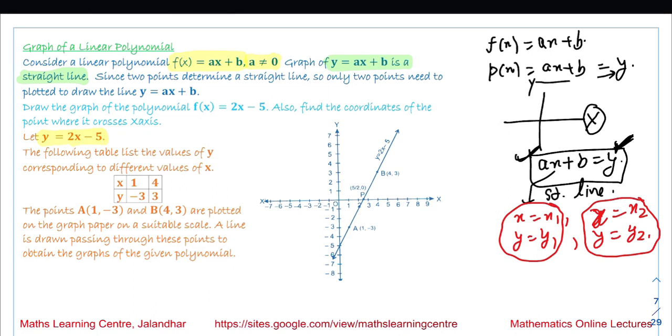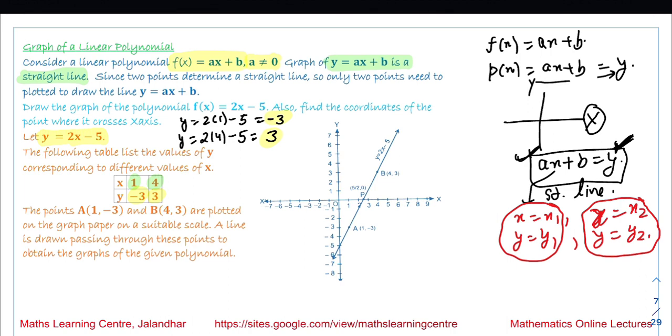If we substitute the value x is equal to 1, what will we get? y is equal to 2 into 1 minus 5, equal to minus 3. When we substitute x is equal to 4, we get 2 into 4 minus 5, that is equal to 3. So these are represented in this table. For x is equal to 1, y is equal to minus 3. For x is equal to 4, y is equal to 3.